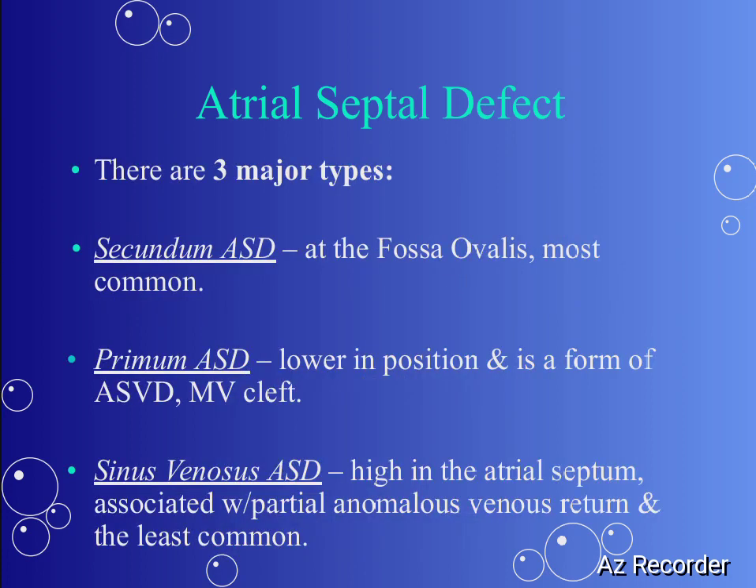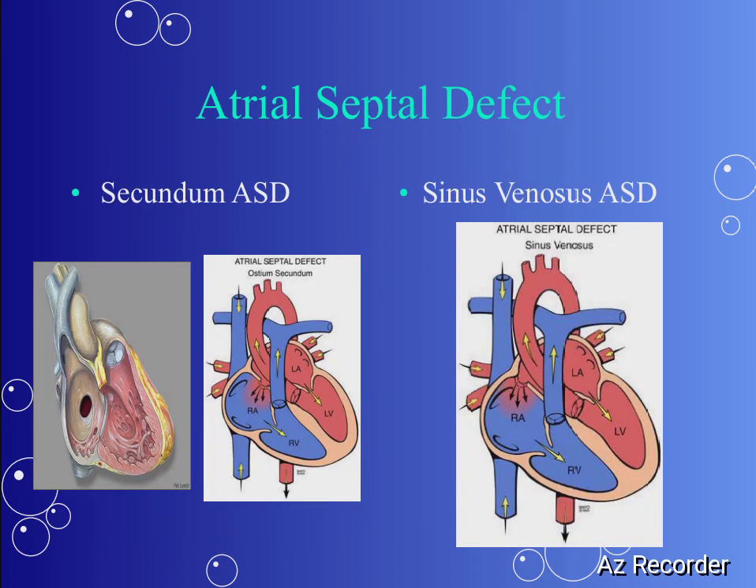There are three major types. Secundum ASD at the fossa ovalis, most common. Primum ASD, lower in the portion, and is a form of AVSD, MV cleft. Sinus venosus, high in the atrial septum, associated with the partial anomalous venous return and the left common. Atrial septal defect secundum ASD, sinus venosus ASD.